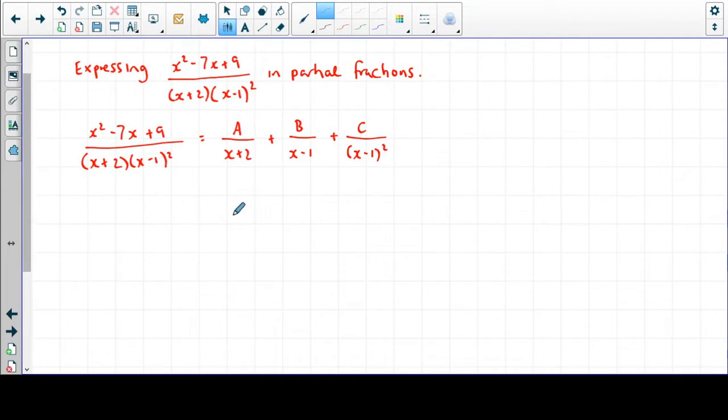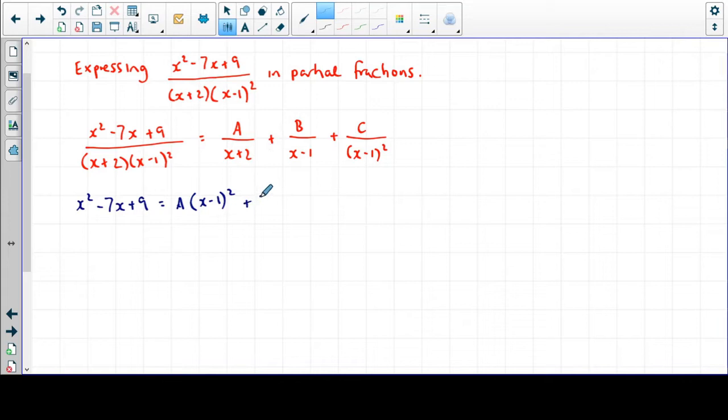Now when we do our kiss and smile technique, again the denominators will disappear, and we have to multiply each something by the other denominators that didn't apply in the original fraction. So you can see here that A is over x + 2. So you imagine getting rid of the x + 2 here, and what are you left with? The (x − 1)². So what we're left with is x² − 7x + 9 is equal to A times (x − 1)².